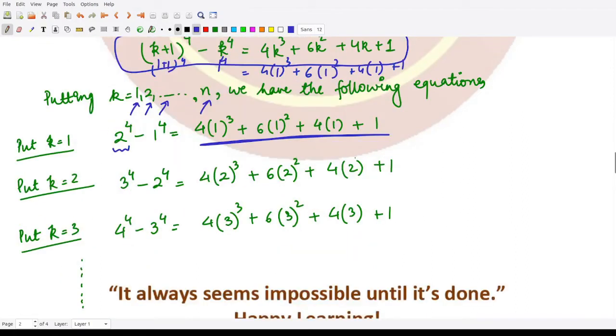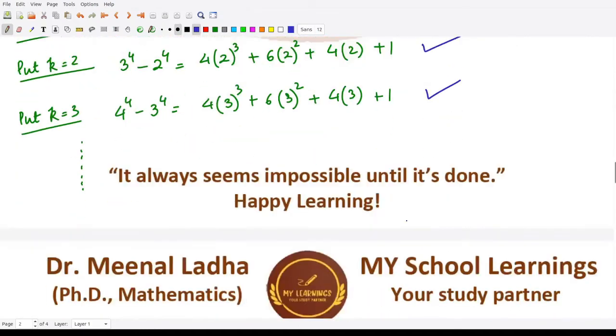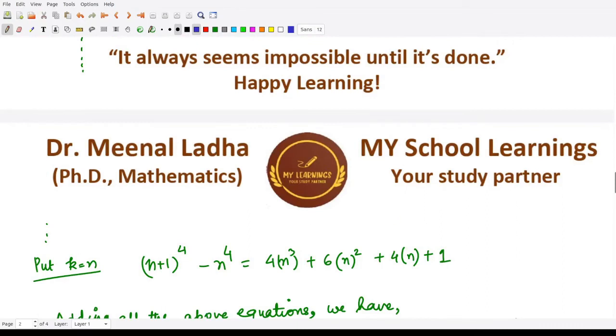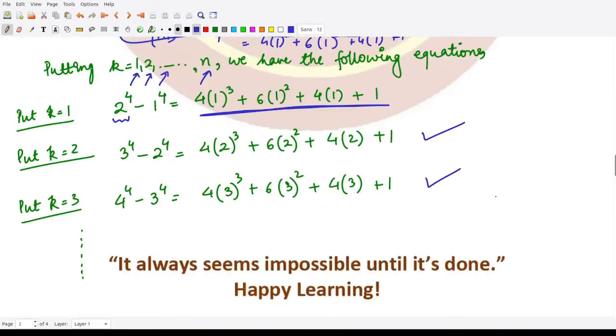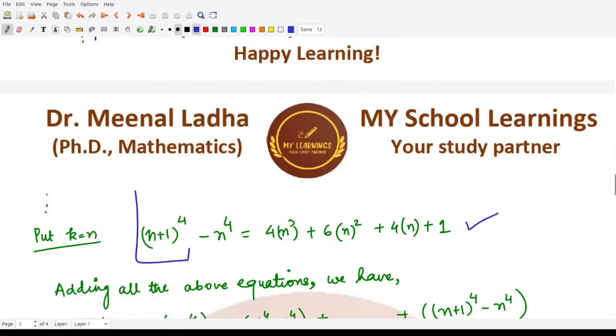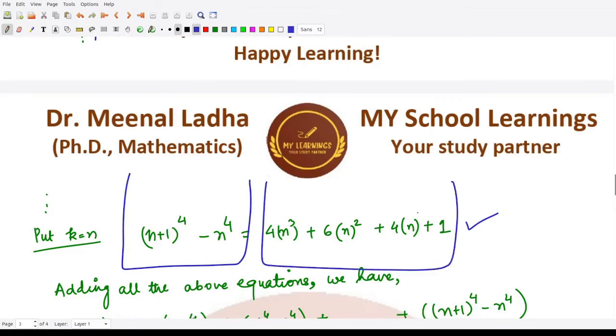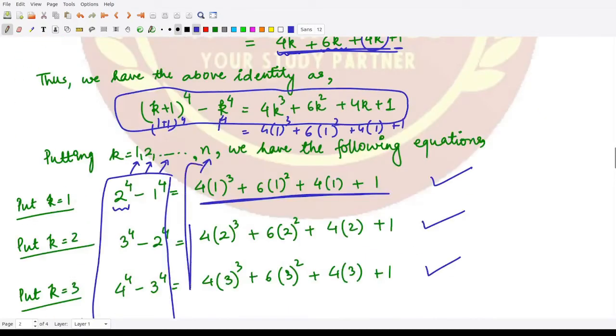Similarly, for k equal to 2, we have this equation. For k equal to 3, we have this equation, and we keep on doing like this. For k equal to n, we have this expression. What we can do is add up all these equations, so that the left hand sides of all the equations are added together, and the right hand sides are added together separately. So let's do that.